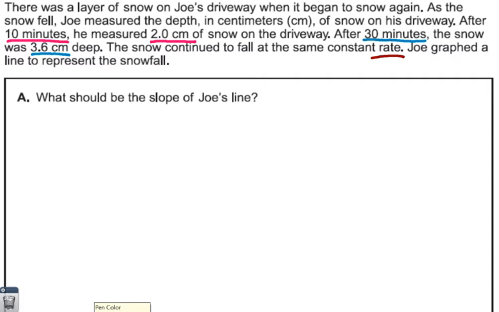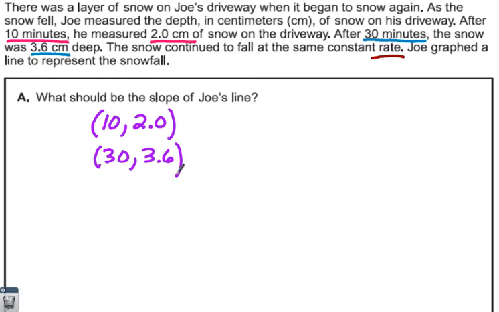Okay? We have a pair where 10 and 2.0 make a pair together, a minutes, centimeters deep pair, and then 30 and 3.6 make another minutes, centimeters pairing. Okay? And that's what I'm going to go with here, that 10 comma 2, or I'll just write that as 2.0, I guess. And another pairing is 30 comma 3.6 is the other pair.